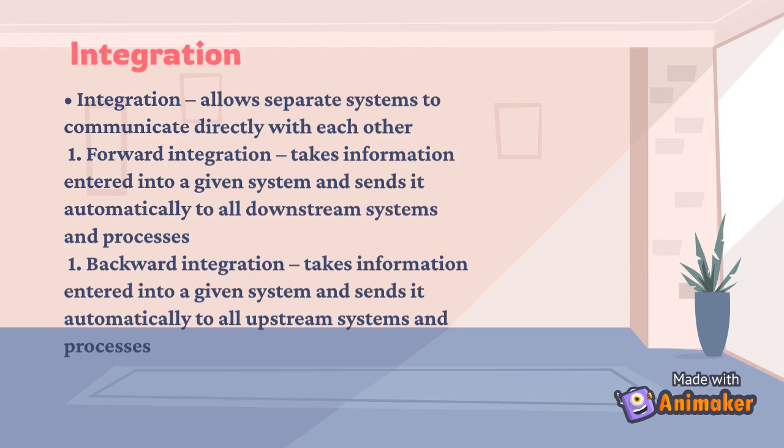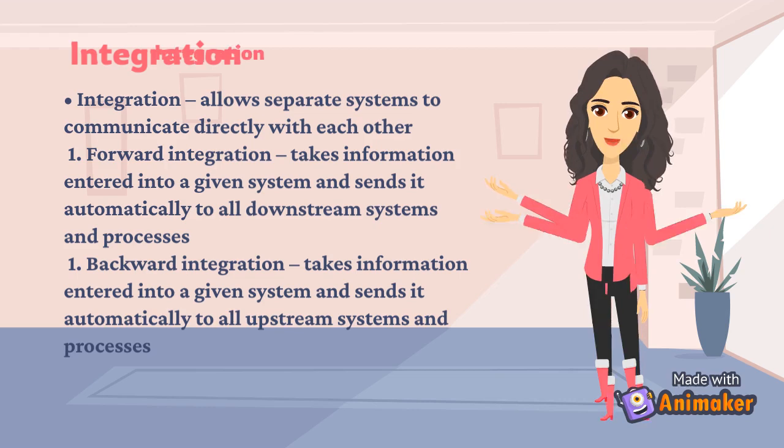Now, I will talk about the integration. Integration allows separate systems to communicate directly with each other. There are two types of integration, which are forward integration and backward integration. Forward integration is information entered into a given system and sent automatically to all downstream systems and processes, while backward integration is information entered into a given system and sent automatically to all upstream systems and processes.